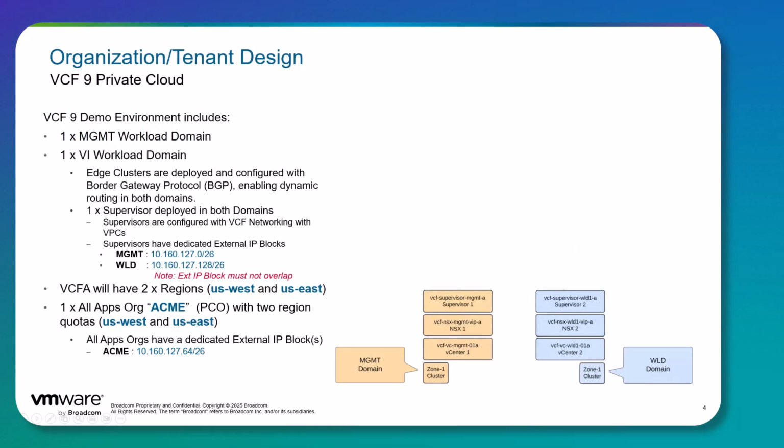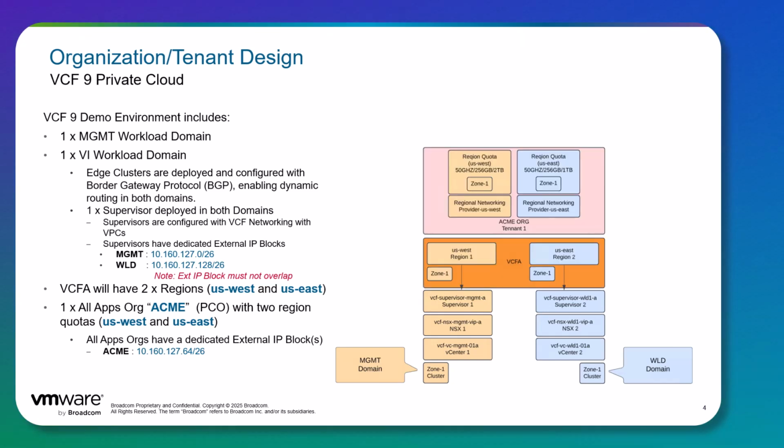The VCF 9 instance that we are using for the demo consists of one management workload domain and one virtual infrastructure workload domain. Both domains have dedicated vCenters and NSX managers. The edge clusters are also deployed and configured with Border Gateway Protocol (BGP) to enable dynamic routing in both domains. We have one supervisor deployed in each of the domains. These supervisors are configured with VCF networking with VPCs as the networking stack. The supervisors are also configured with dedicated external IP blocks that do not overlap.